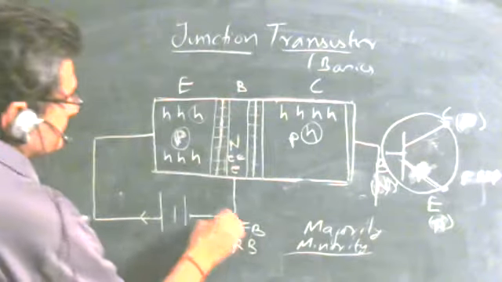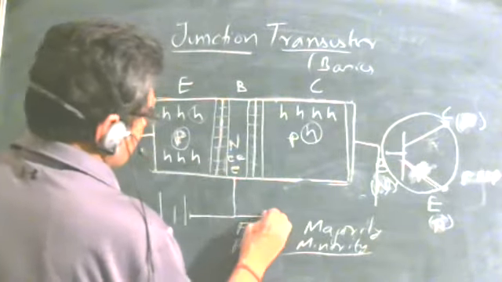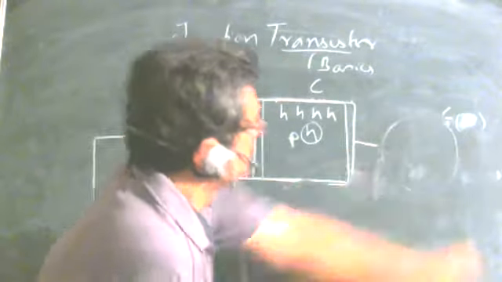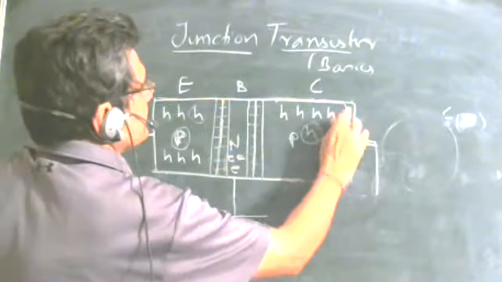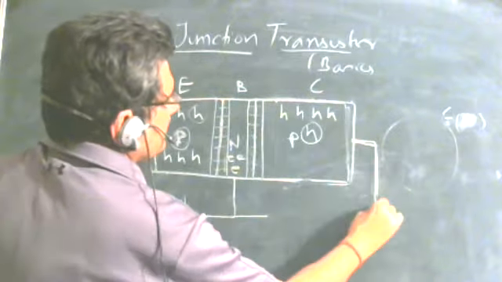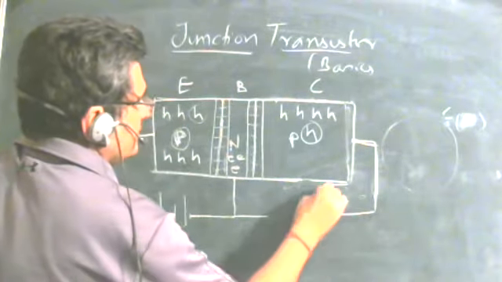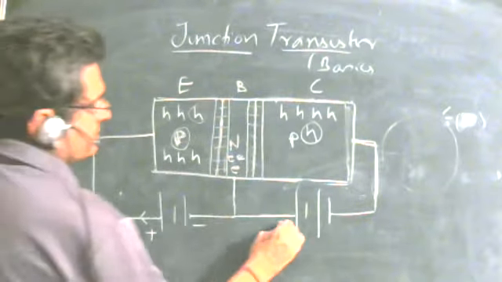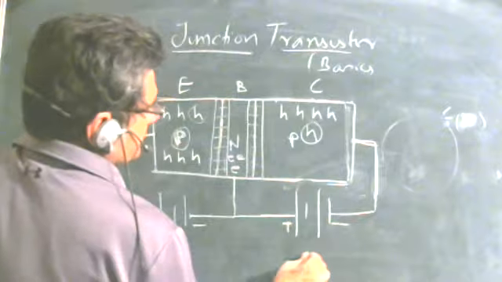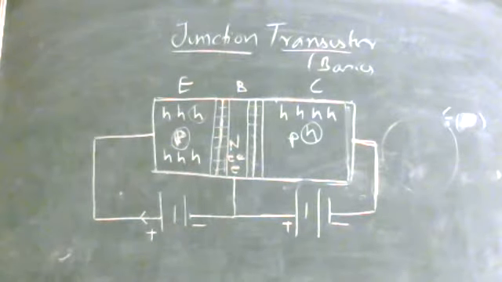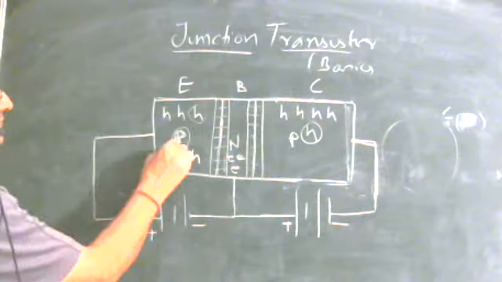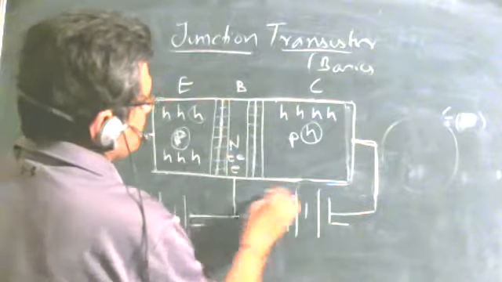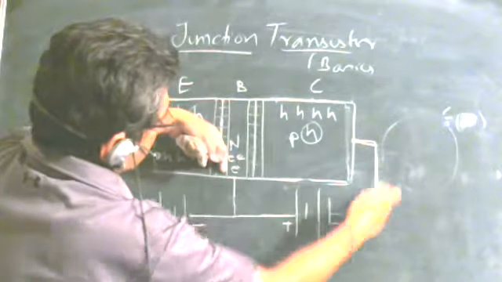Now forward bias we apply here, and here we apply reverse bias. And I will tell you why it is reverse bias here. We will apply reverse bias. Reverse bias means P will be connected to negative. This is positive like this. Positive, negative, positive, negative. This is reverse biased and this is forward biased. Positive to P, negative to N. Here it is positive to N, negative to P. This junction will be reverse biased.